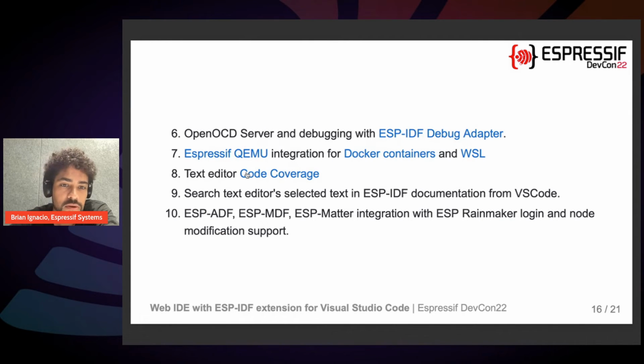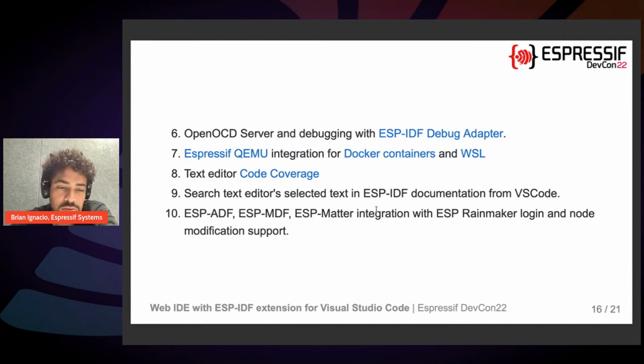We also have some code coverage for the text editor. If you enable GCOV in your project, you are able to add some features to the text editor. If the GCOV files are generated, you can highlight your text editor and see the number of times a line is executed. You also have some other features. You can search some keywords in the ESP IDF documentation from VSCode itself.